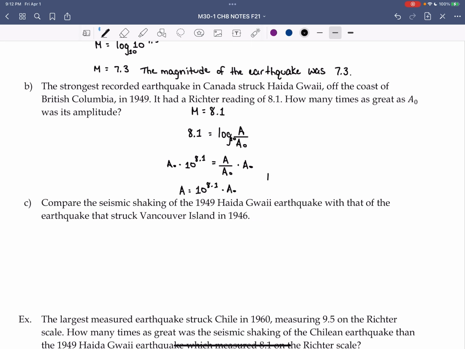So we can say the amplitude of the earthquake was 10 to the power of 8.1 times A0.